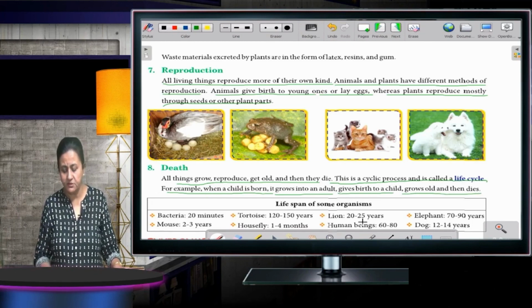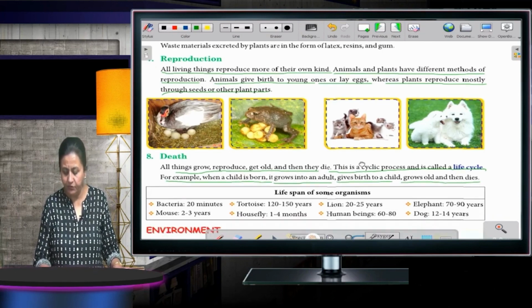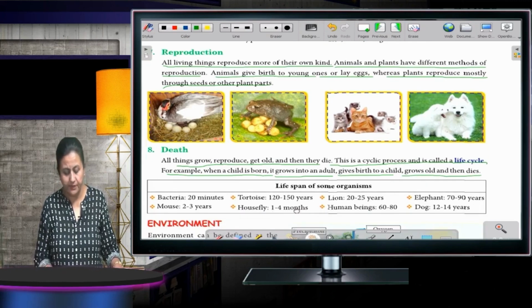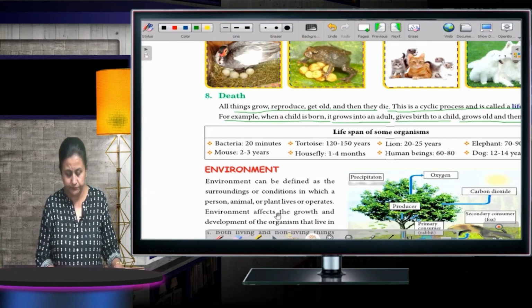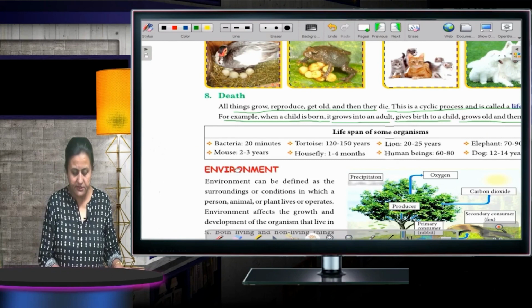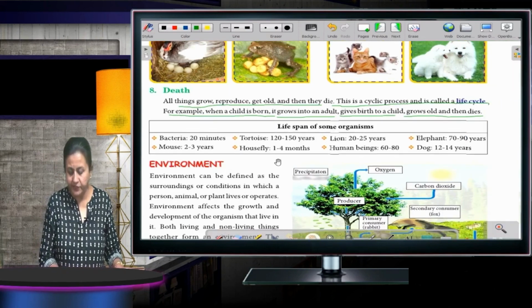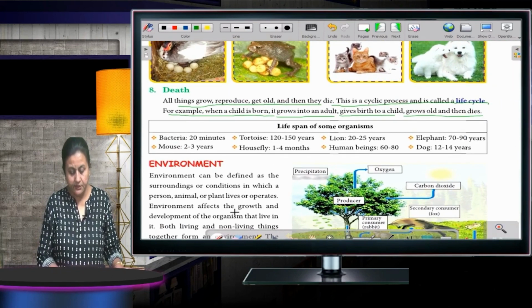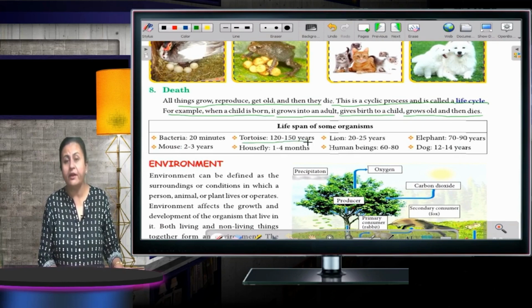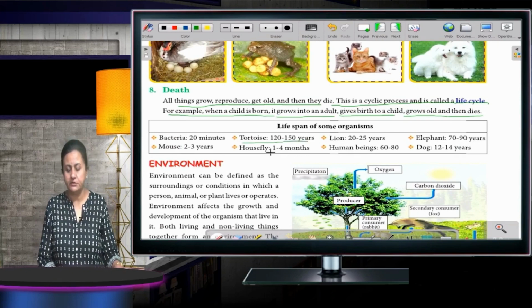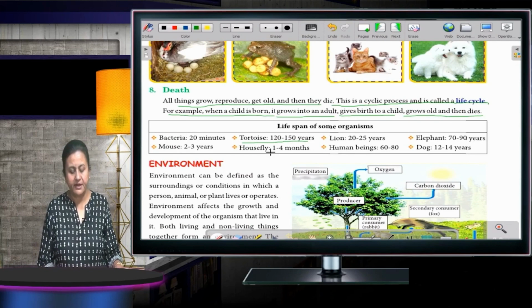So different lifespans have been given here. You can just go through them. Bacteria, the lifespan is only 20 minutes. Then tortoise, they have a lifespan of 120 to 150 years. I think this is the maximum one.